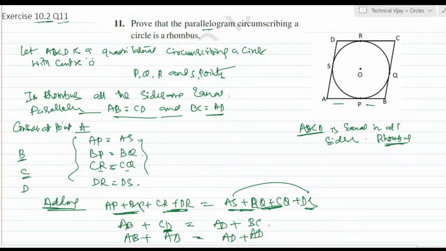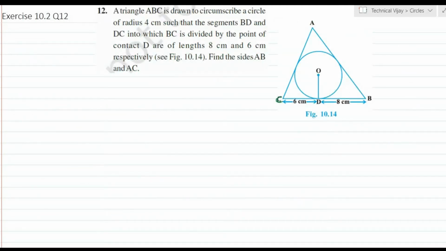Okay. Exercise 10.2. In that question number 12, a triangle ABC is drawn to circumscribe a circle of radius 4 cm. Here this radius is 4 cm, such that the segments BD and DC are divided by the point of contact D to lengths 8 cm and 6 cm respectively. Find the sides AB and AC. So we have to find out AB distance and AC distance.